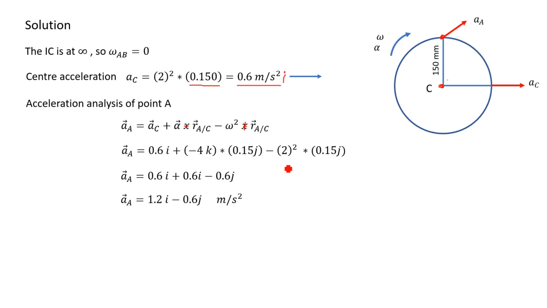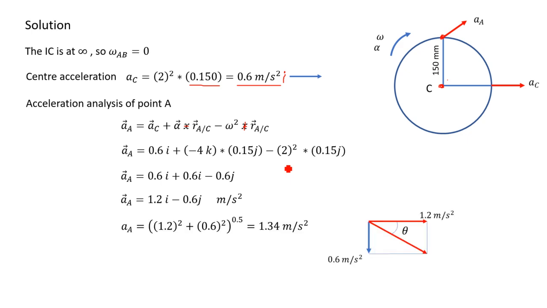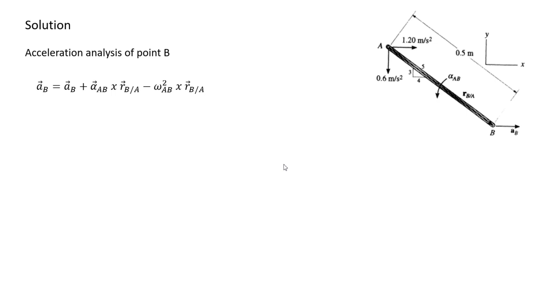Definitely I can find the acceleration at the point A if I'm going to find the magnitude of this acceleration, and it's going to be 1.34 meter per second square. And I can find the value for the theta if I want by doing the y over the x and find the tangent of this value, which is going to be equal to 26.6. So now we finish with the part A. Let's go to the part B, where we need to find the acceleration at the point B.